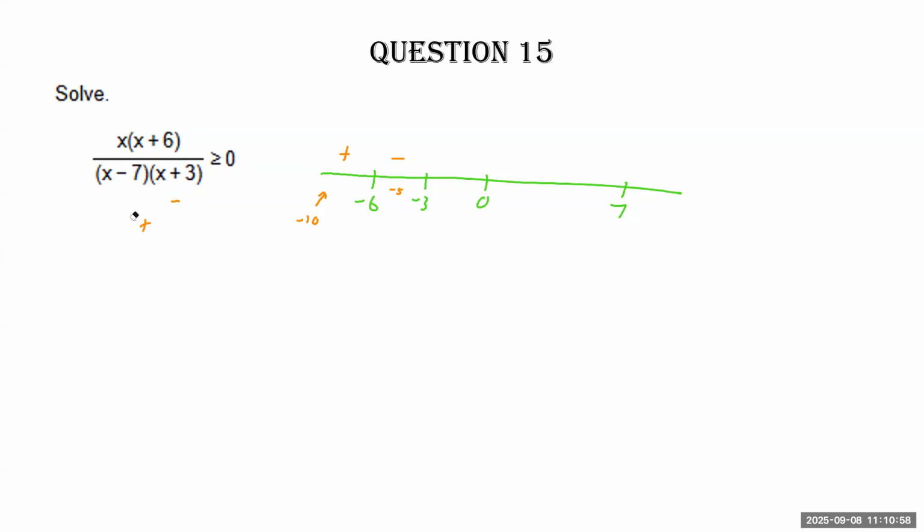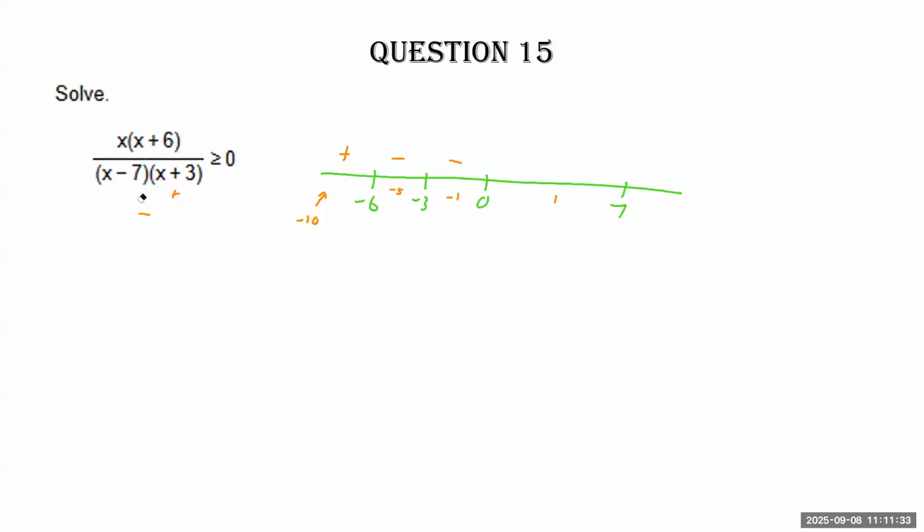Let's look at our next region here. I'm picking a point in between here. I'll pick -1. This is -1, so it's a negative number. -1 plus 6 is 5, that's a positive number. A negative times a positive is a positive. And then this is going to be a negative times a negative, that's -8, so negative. -1 plus 3 is a positive. A negative times a positive is a negative. So I have a positive divided by a negative. That is a negative. And then let's pick 1.